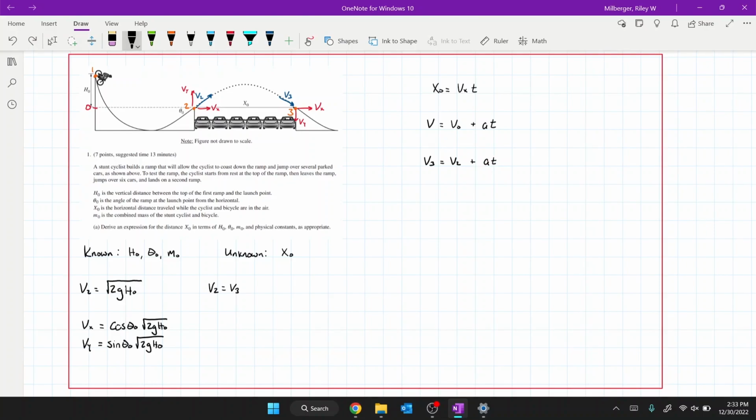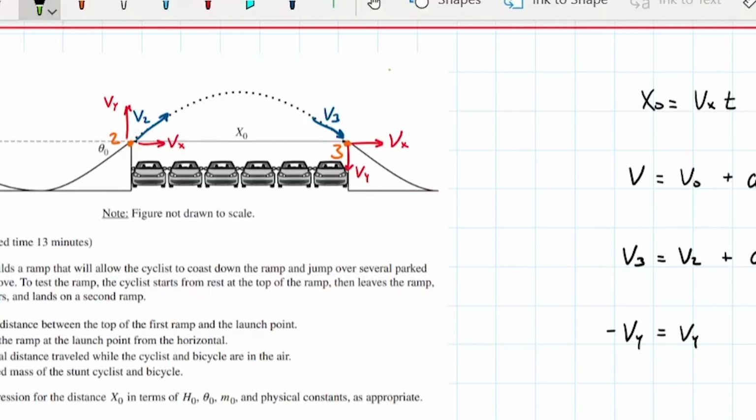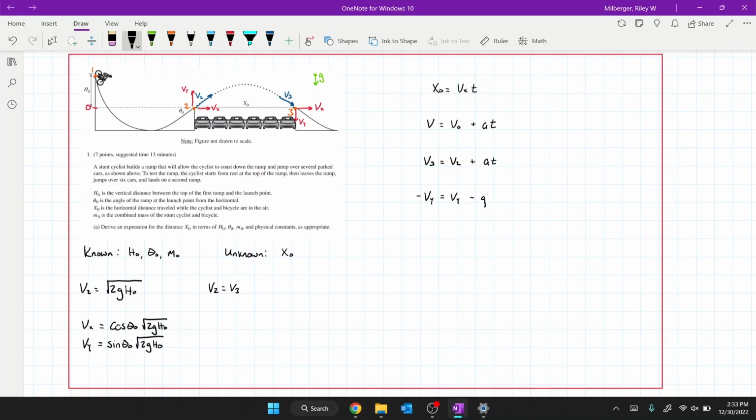Since Vy is pointing down at 3, we can write negative Vy equals Vy, and since gravity will also be pointing down, negative gt. Solving for t, we get t equals 2Vy over g. Substituting our value for Vy, this becomes 2 sine theta naught square root of 2g h naught all over g.